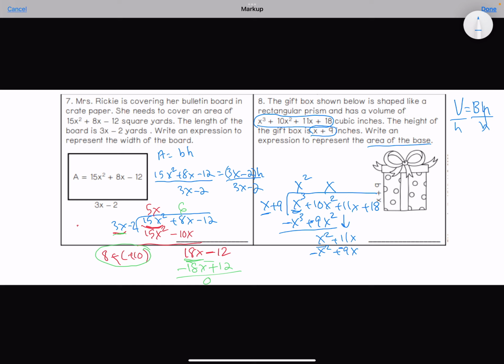I subtract 2x plus 18. So what do I multiply x by to get 2x? I multiply by 2. 2x plus 18. Subtracting gives me a remainder of 0. So the area of the base of this particular rectangular prism is x squared plus x plus 2. And again, feel free to check with multiplication.